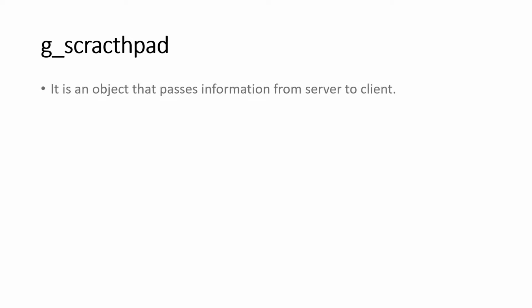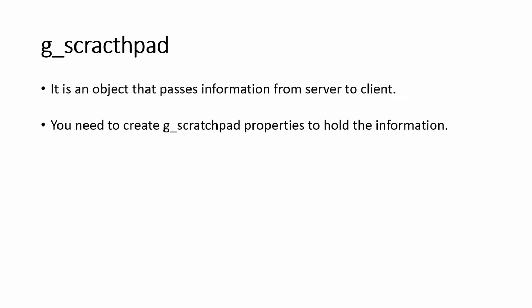Okay, so g_scratchpad. It is an object that passes information from server to client. Okay, this is an object. You need to create g_scratchpad properties to hold the information. That we are going to do while dealing with the use cases, and I'll show you how you can do it.